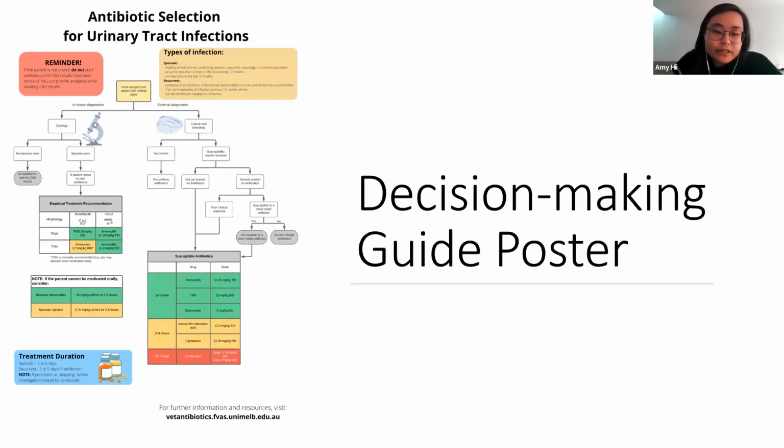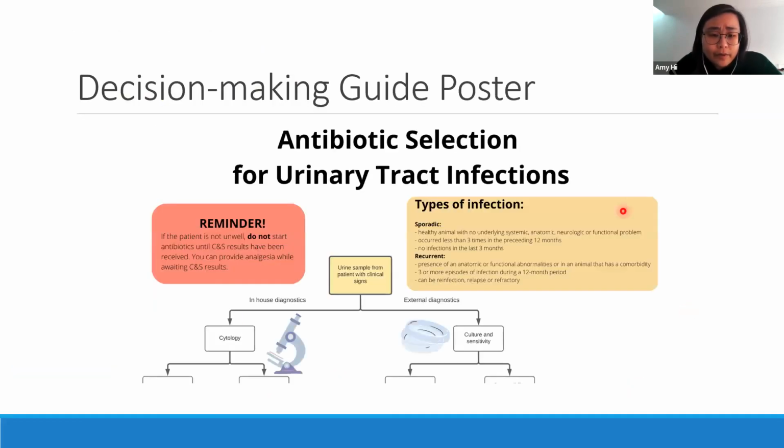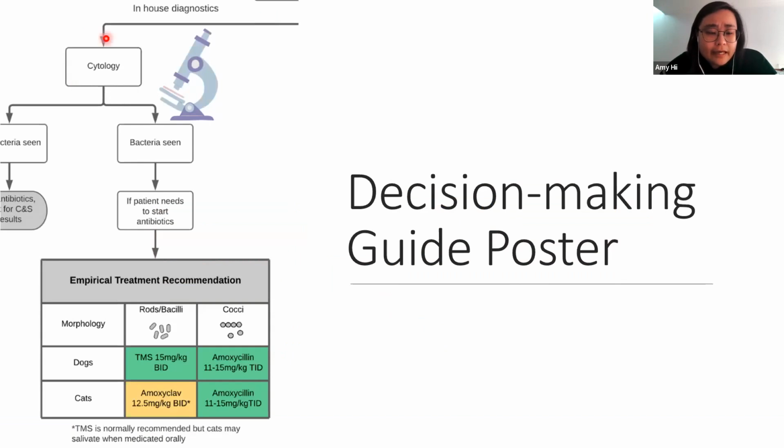This is just the poster that I made, and we use the traffic light system to denote which antibiotics are considered low, medium, or high importance based on the ASTAG ratings. At the top of the poster, I have provided the definitions of the different types of infections, and a little reminder here, if possible, not to start antibiotics until the results come back. Once they've done the in-house urinalysis and they've looked under the microscope, if they see rods, TMS is the recommended treatment, and if they see cocci, amoxicillin should be their go-to.